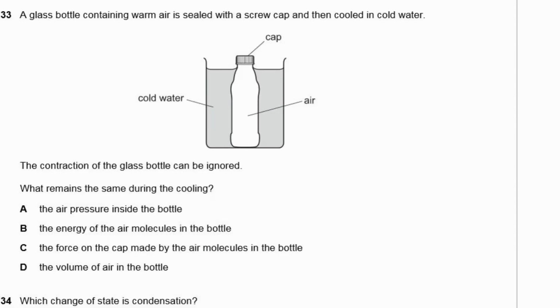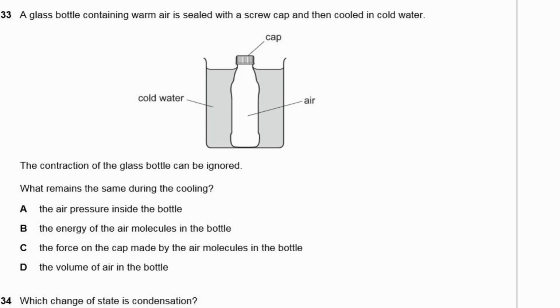There we go. Question 33. A glass bottle containing warm air is sealed with a screw cap and then cooled in cold water. The contraction of the glass bottle can be ignored. What remains the same during the cooling? Alright, we get some options here. The air pressure inside the bottle, the energy of the air molecules in the bottle, the force on the cap made by the air molecules in the bottle, and the volume of the air in the bottle.